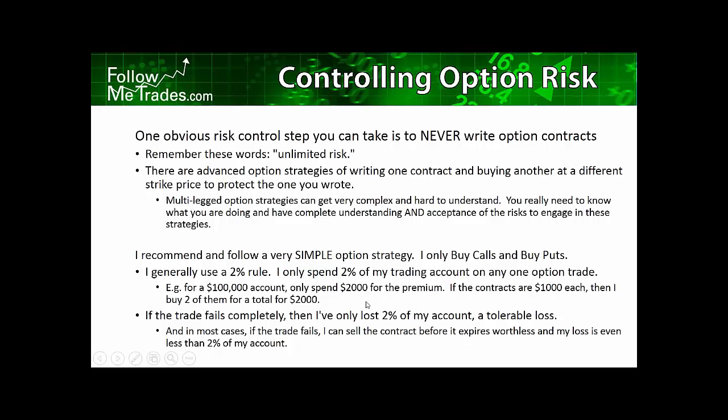Now there is an advanced method where I can go spend a lot more on the premium, but I've got to be able to project what the premium is going to be at my stop price and make sure I can get out of that contract. So there's an advanced way to get more capital, more contracts in play. But the simple way is just to only spend 2% of my account on the premium. And then if the trade fails completely, the most I'm going to lose is 2%. And that's a tolerable loss, right? In most cases, I can get out at less.